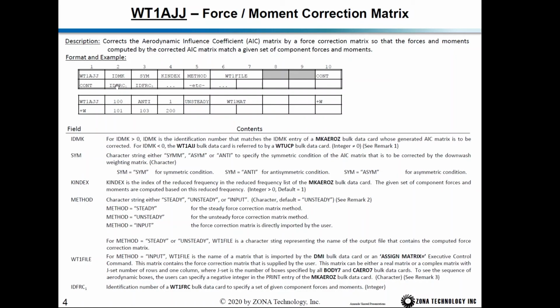And then if we want to apply the Z tau method, and if we want to use the force and moment correction method, the card is called WT1AJJ. WT1AJJ corrects the AIC matrix by a force correction method, so that the force and moment computed by the corrected AIC match with a given set of component force and moments.